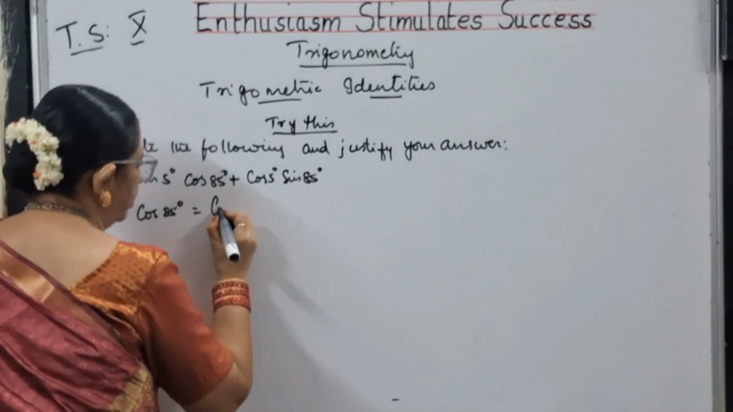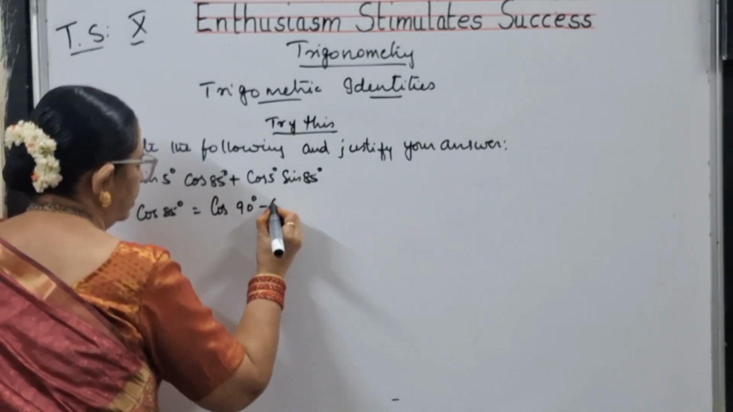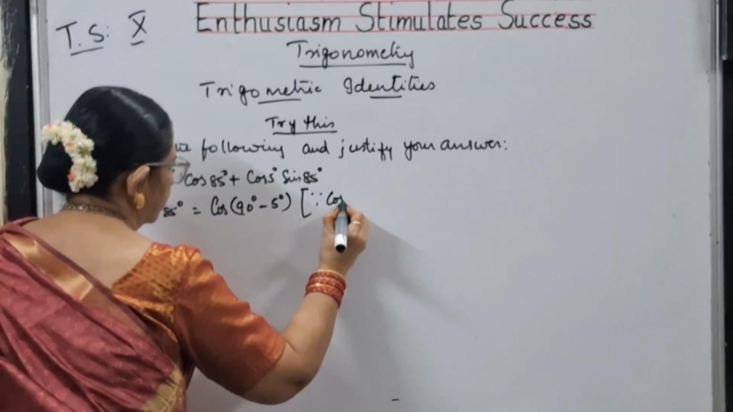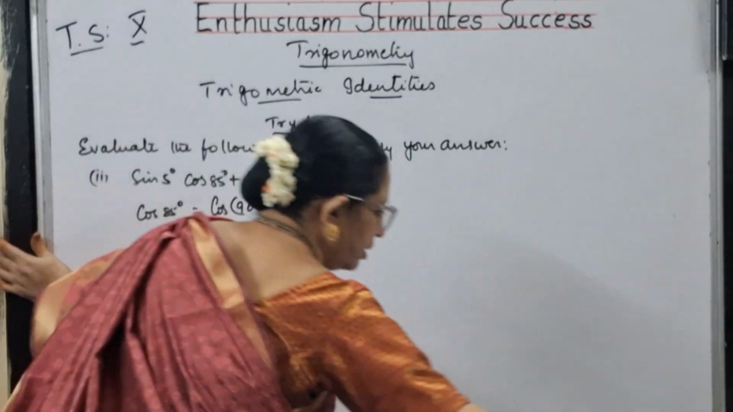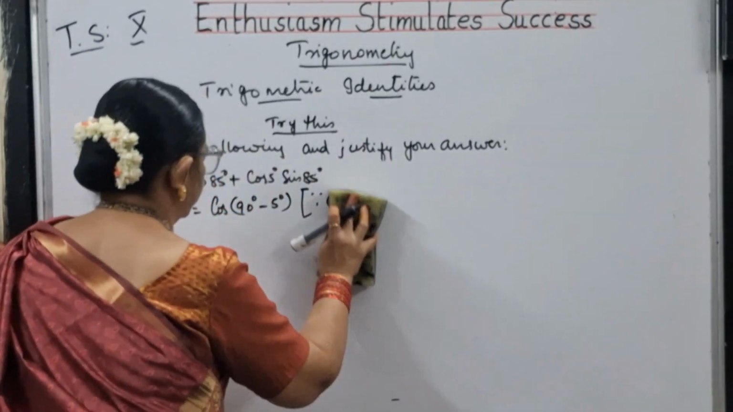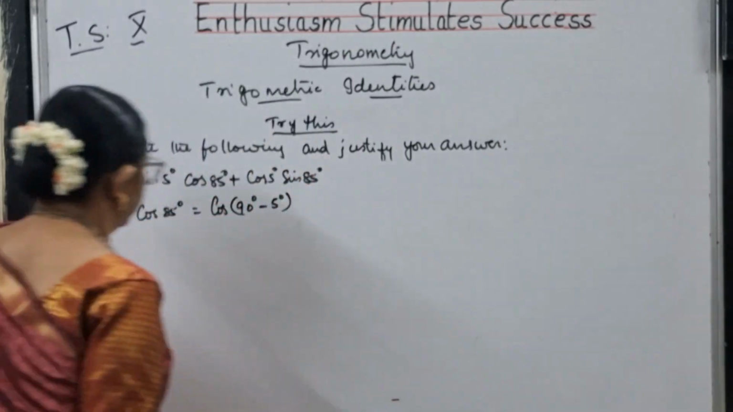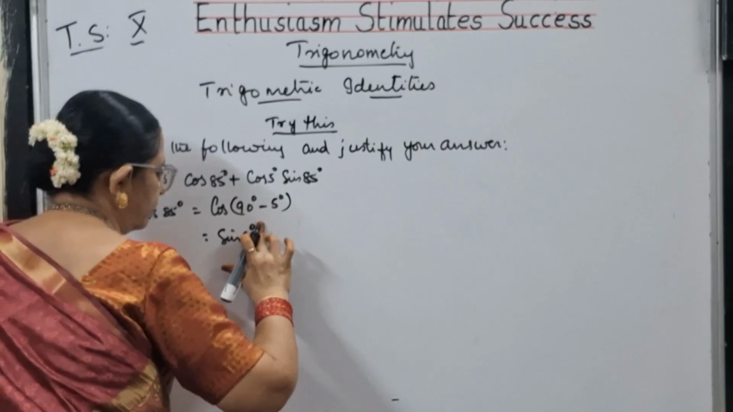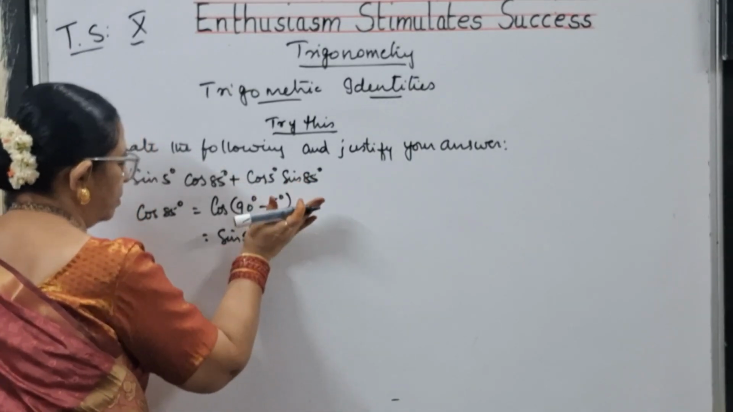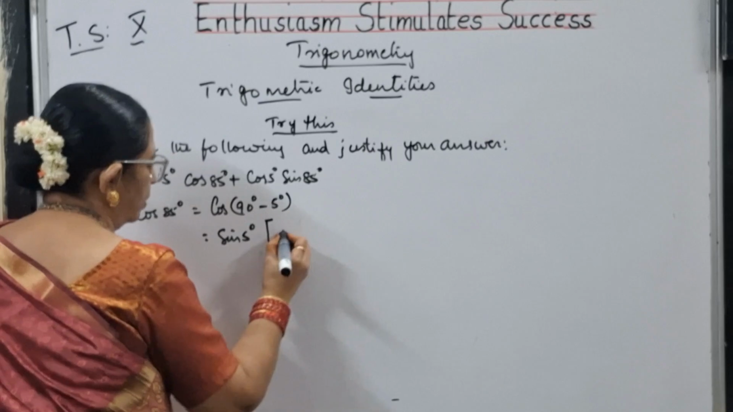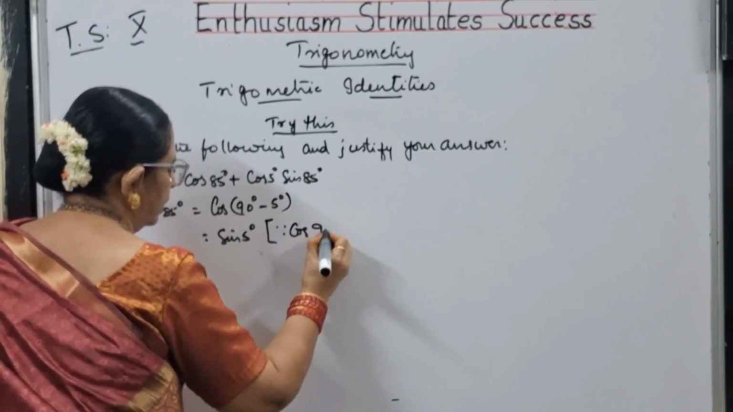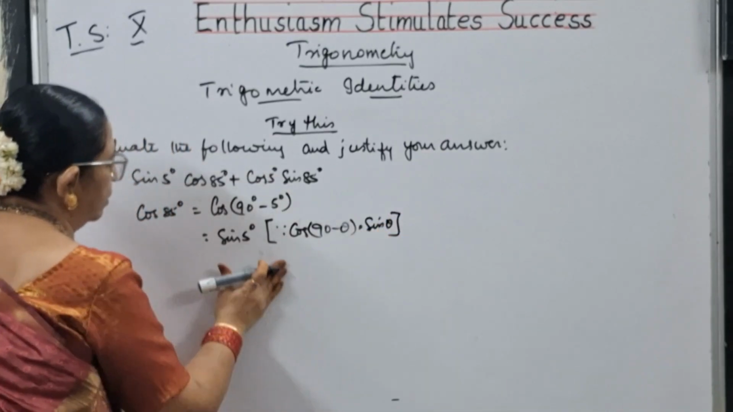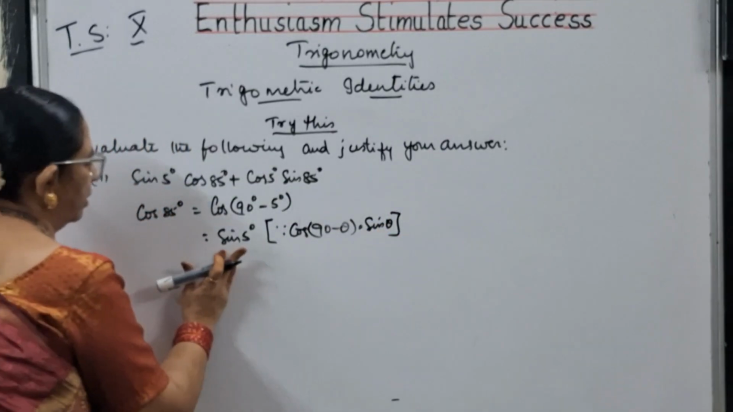Cos 85 degrees can be written as cos of 90 degrees minus 5 degrees. Why is it? Because cos 90 minus theta is equal to sin theta. Now this is nothing but sin 5 degrees. So basing on this, you have written sin 5 degrees.